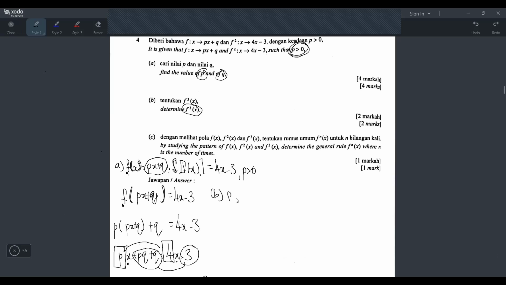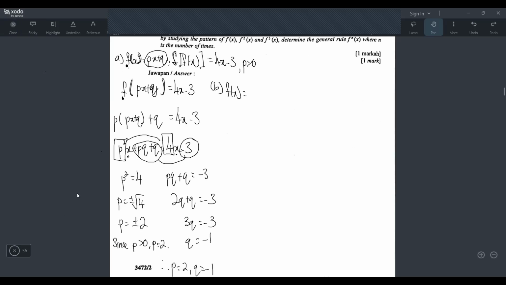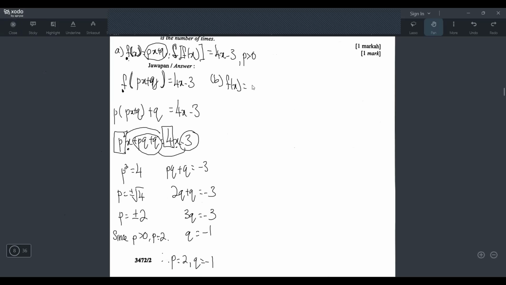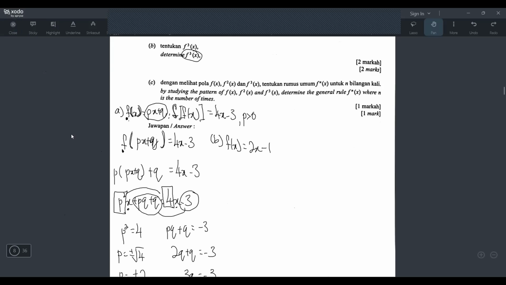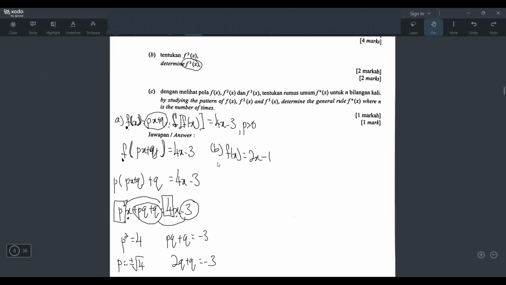It means f of x, 3 times, right? But actually, you already have fx. What is fx? px plus q, which is 2x plus q. So p is 2, so 2x plus q, it means plus negative 1 means minus 1, right? So you already have your fx and you already have your ffx.